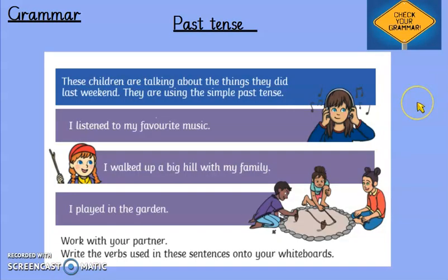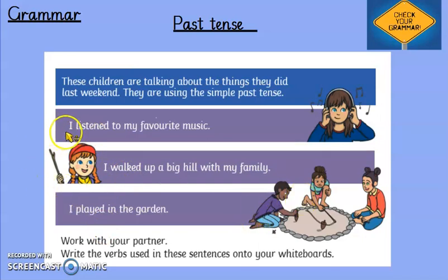So I've got some sentences over here, so I'll read them out to you. I listened to my favourite music. I walked up a big hill with my family. I played in the garden. I want you to look at those sentences again, and I want you to just write the verbs, the action words, in those sentences in your book. I don't want you to write the full sentence, just what the verbs are. Pause the video here and have a go, and then come back and check your answers.